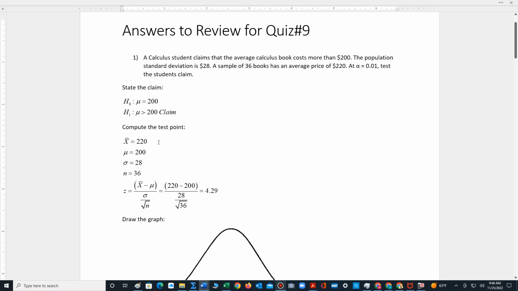Now we list out all our key values. Sample of 36 books, that's n, is 36. The average price is $220. The mean is 200. And the population standard deviation, that's sigma, is 28.